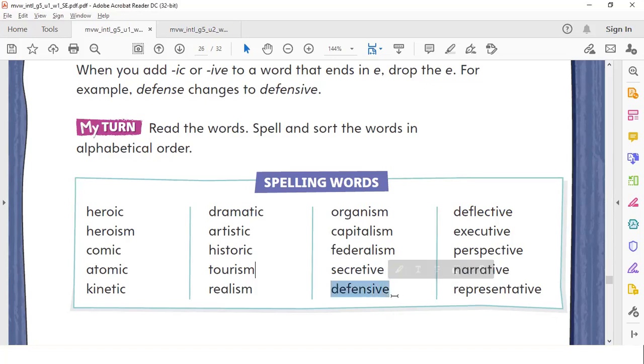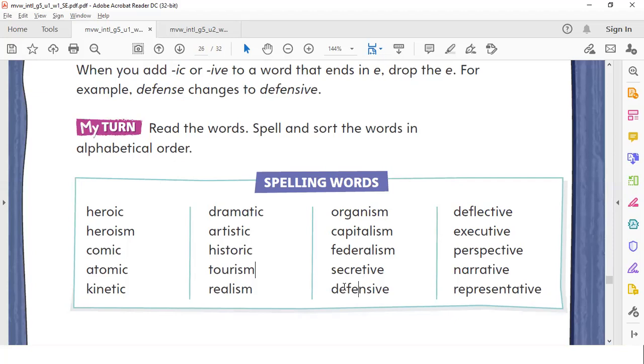This word, please. Defensive. Very good. It comes from the word what? Defend. Defense. Very good. So defense ends in what letter? E. So when we have an E at the end, what do we do? We cross it and add I-V-E. Very, very good.